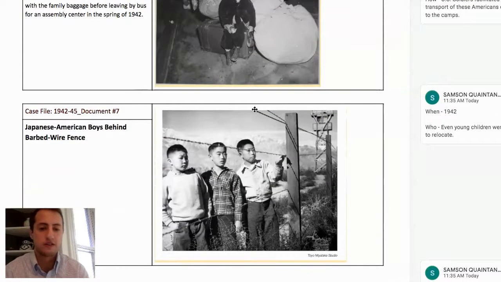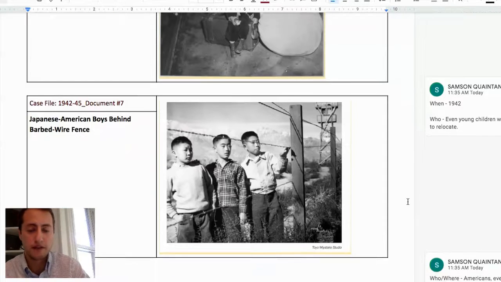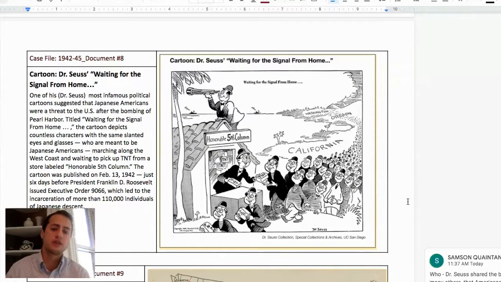It's important for students to remember and realize, and this document 7 is helping point that out, that these are prisons and that they were stuck there and that they could not leave. And so that's something for students to really pick up out of here. And I talked a little bit about the Dr. Seuss cartoon in the last video.